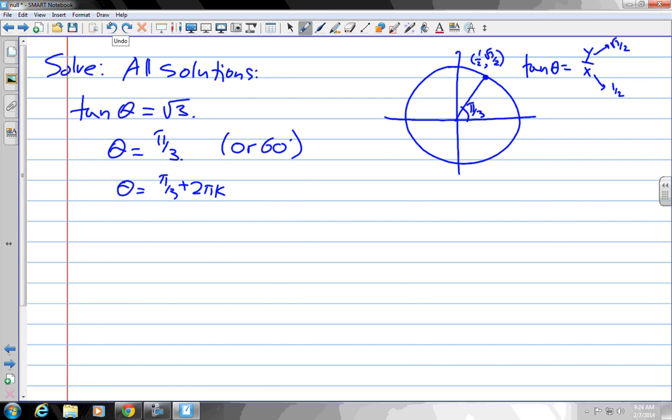But what is the other value between 0 and 2 pi where the tangent is square root of 3? I'm sorry, not the sine, tangent. So tangent is positive. In which quadrants is tangent positive? It's the first and third. So it has to be in the third quadrant. So it's actually going to be a very symmetric point. It will be negative 1/2 and negative square root of 3 over 2. Right?